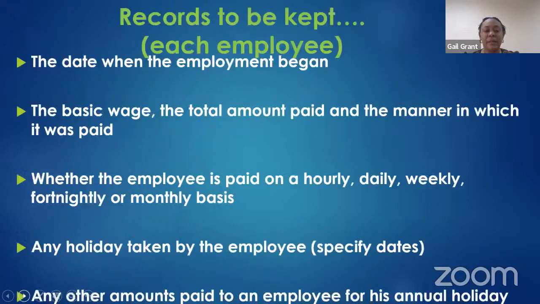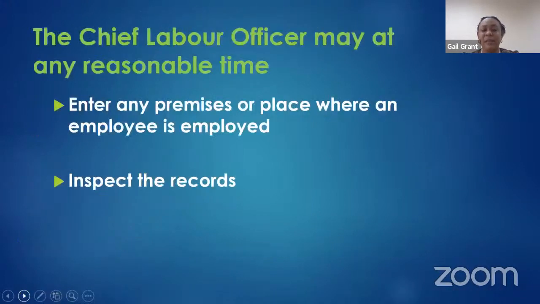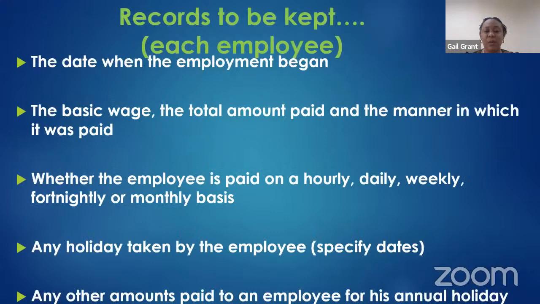So what else are you required to keep? You are required to keep records, and those records would be inspected by the Chief Labor Officer at any reasonable time. So the Chief Labor Officer has the authority to enter a business or premise where any person is employed and inspect those records. Now, we don't normally call to say we are coming, and each officer has a geographical area. So we go out into the field, we visit businesses, and we check to make sure that you keep your records. As it relates to the holiday pay, what we mentioned previously is what we would look for: the date, the wages, the rate, when the holiday was taken, and any other amounts paid.